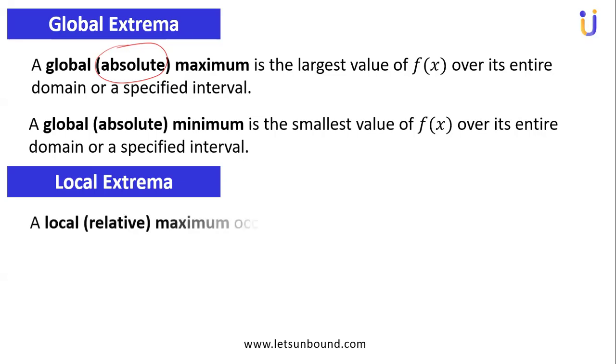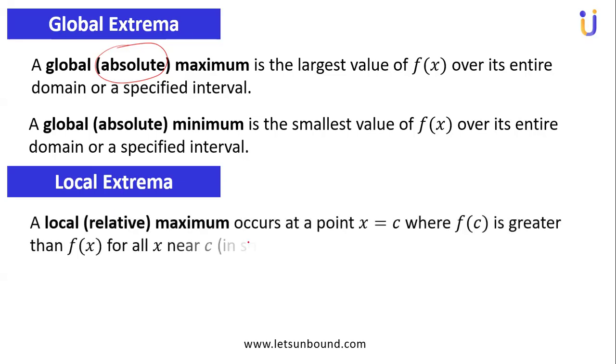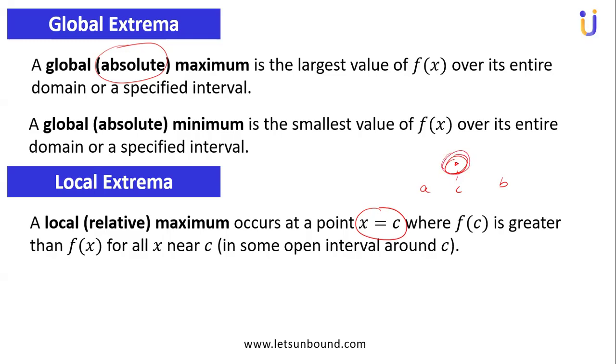Now, local extrema, or relative extrema, occur at a point x equals c, where f of c is greater than f of x for all x near c. If you're working on an interval AB, you observe some point c, and in its neighborhood, c has the highest value. That is called a local or relative maximum. We won't consider the entire domain, we just work on the neighborhood. In that neighborhood, is c the maximum or minimum? That's simple.